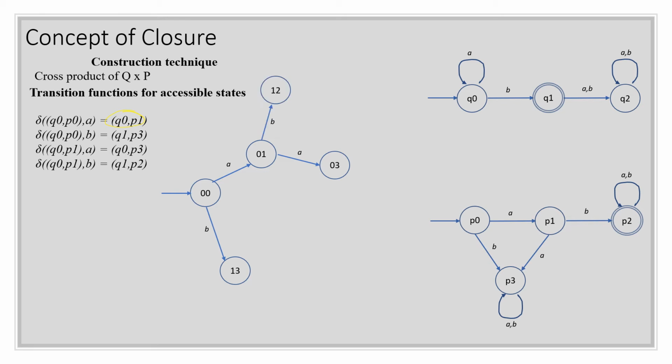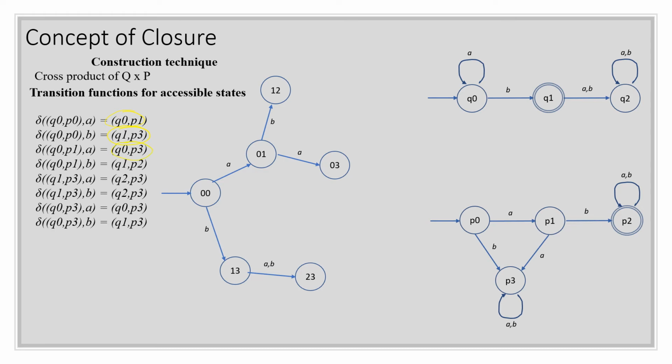The next state we're going to deal with is 1, 3. 1, 3 with an A, we'll go to 2, 3. And with a B, we will also go to 2, 3. Next state, 0, 3. With an A, we will stay in 0, 3. And with a B, we will go back to 1, 3. Now we will do 1, 2. With an A, we will go to 2, 2. And with a B, we will also go to 2, 2.